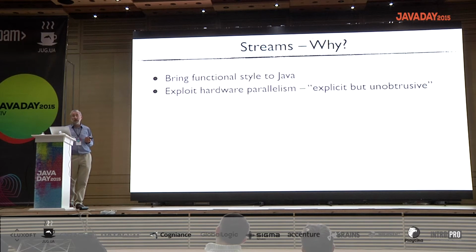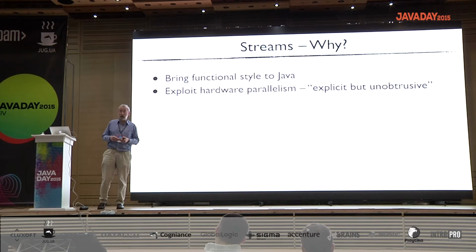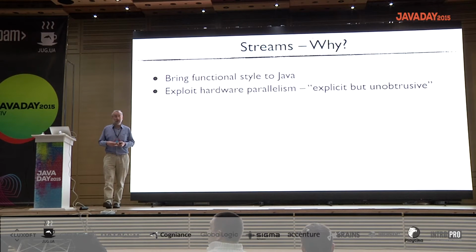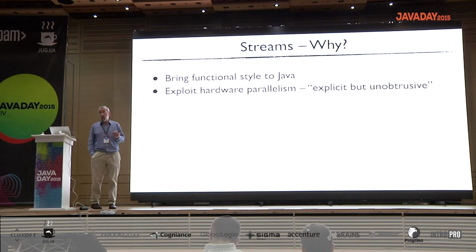To begin with, a big motivation for having streams was to bring the fork join framework, which allows automatic parallelization of code, to the surface and make it usable. The fork join framework has been there since Java 7, but it was quite difficult to program. And as we're going to see, streams gives you a very nice interface to it, user interface, I mean, and makes it very easy.